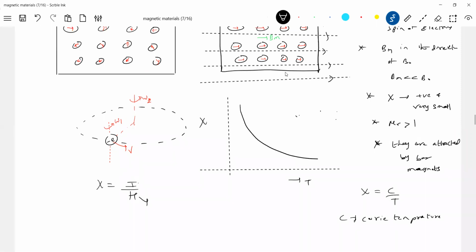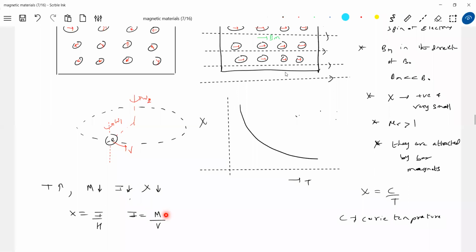Now, what is the overall idea? As temperature increases, let me put it in a systematic order. Temperature increases, then the net dipole moment decreases, intensity of magnetization decreases, susceptibility decreases. Any reason for that? Susceptibility equals I by H. And what is the intensity of magnetization? Total dipole moment per unit volume. V is not voltage, it is volume, the total volume of a substance.